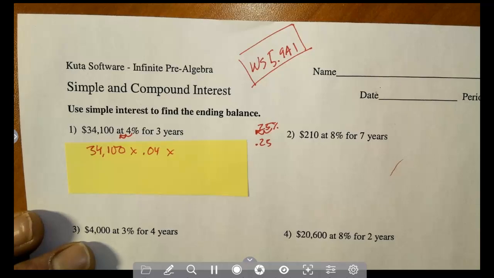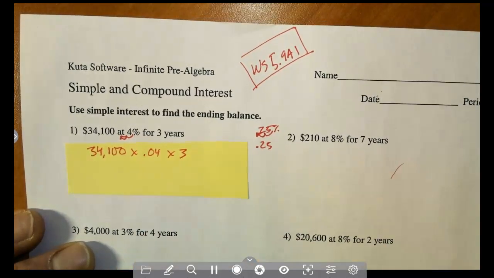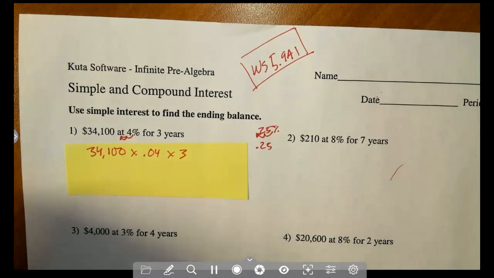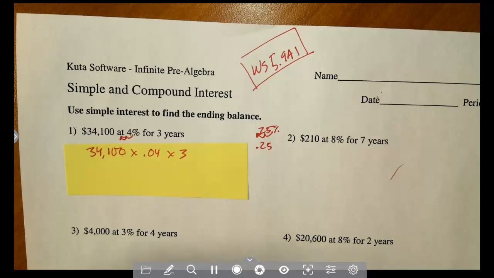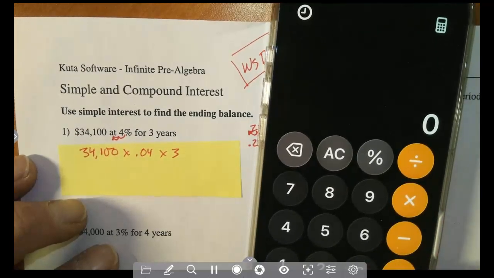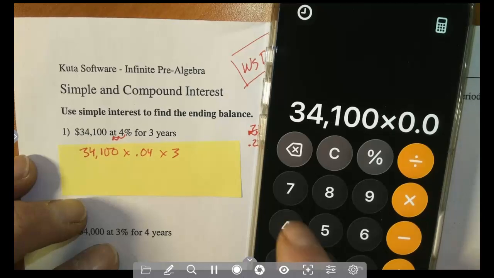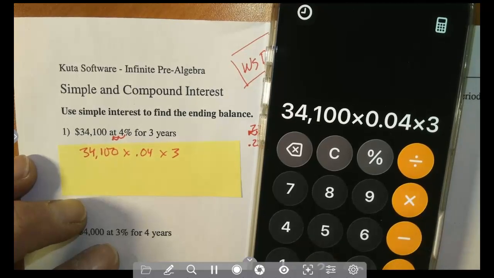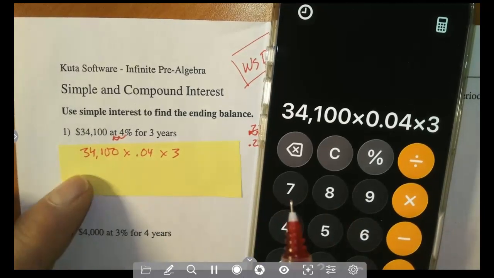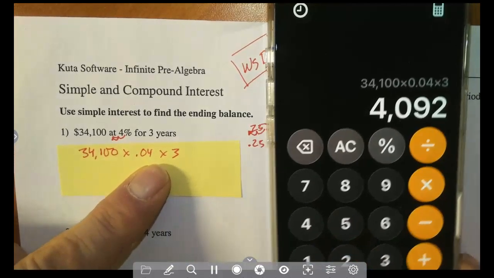Then we also multiply it times the number of years. So we don't have to do anything with the years. We always just express it as a year. So let me get my calculator here. Sorry, I can't find the good one, so we'll have to use my phone. So we're just going to put 34,100 in. We'll take that times 0.04, and we'll take it times 3. Okay, I just put it exactly the way I've done it in there. This is going to give me the interest.